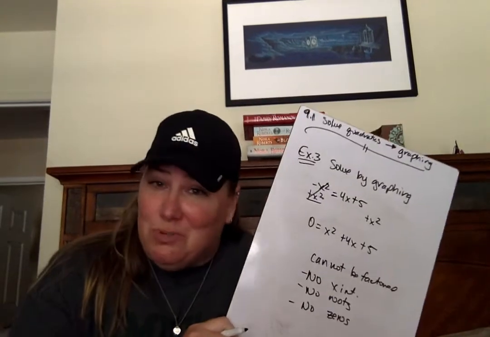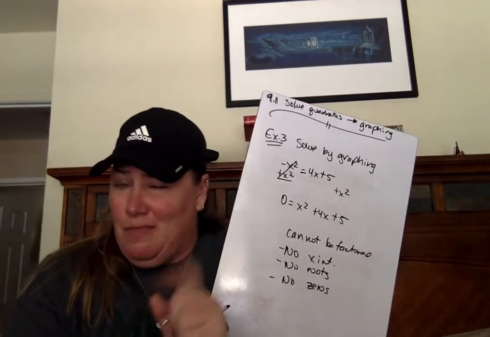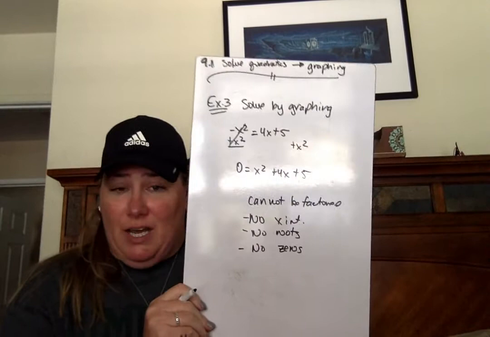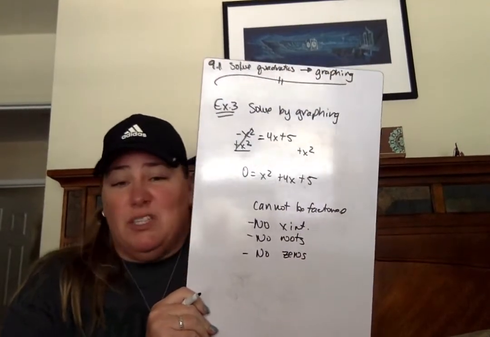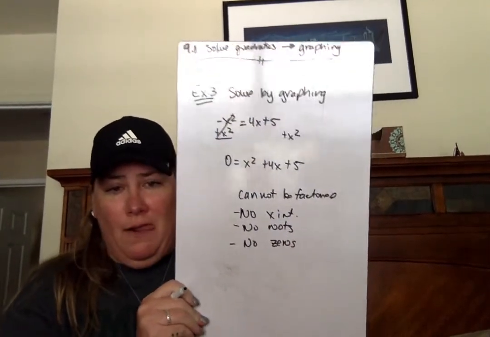But that doesn't mean you can't solve it. That's what's coming. Different methods on how to solve this guy. It just means you can't solve it by factoring. That's all. So what would that graph look like?